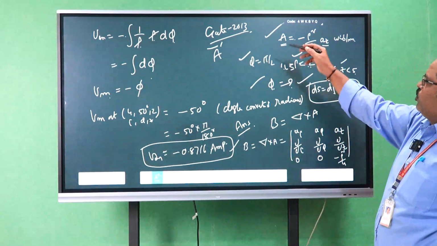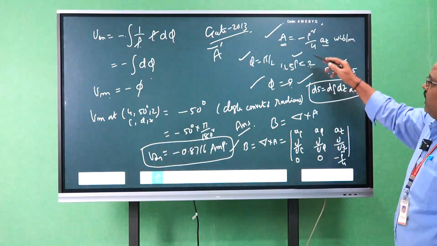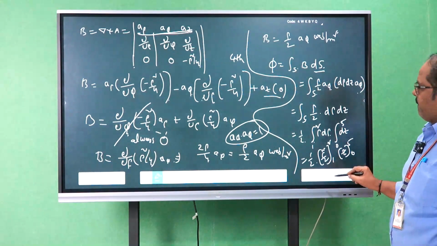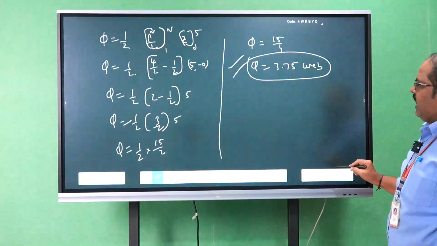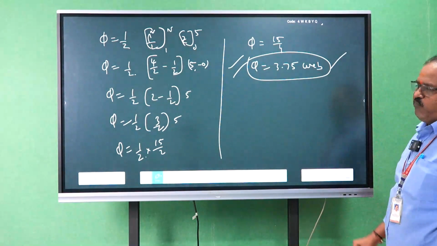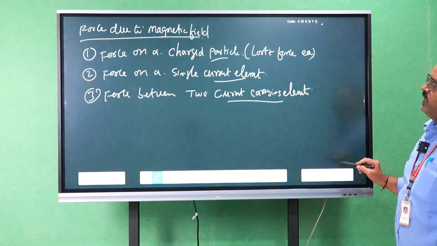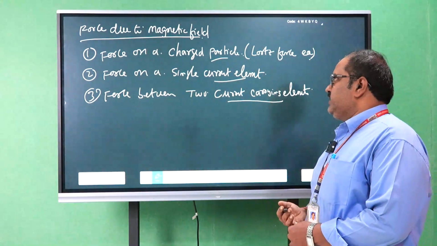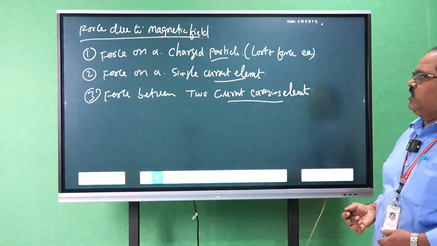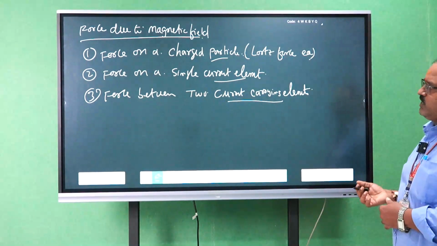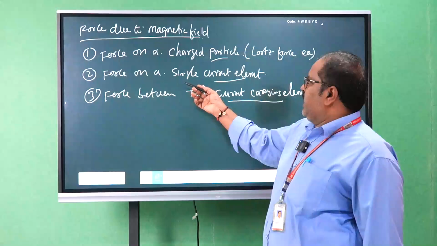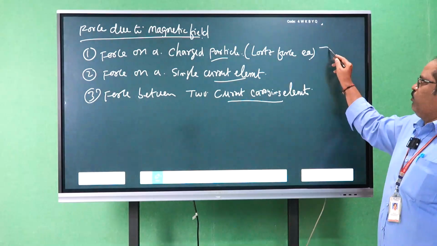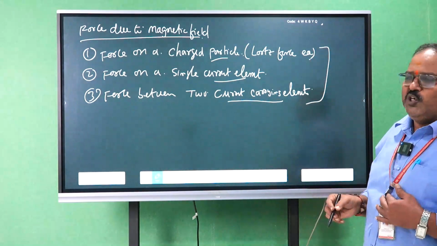Important formula: in GATE 2013, a problem asked to calculate flux. This is the concept, and finally the answer is 3.75 Webers. Next slide: force due to magnetic field. The force due to magnetic fields is classified into three types: the force on a charged particle, the Lorentz force equation; the force on a single current element; and the force between two current elements. We will discuss this in the next class.